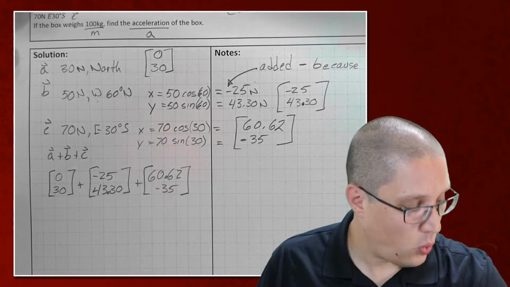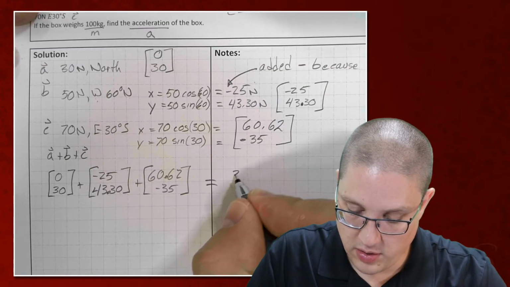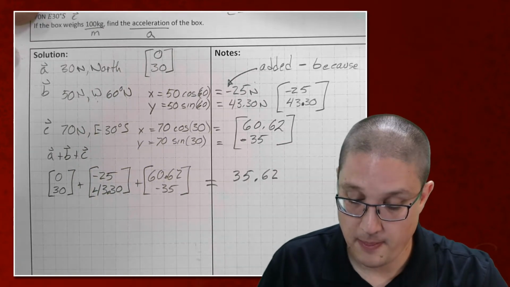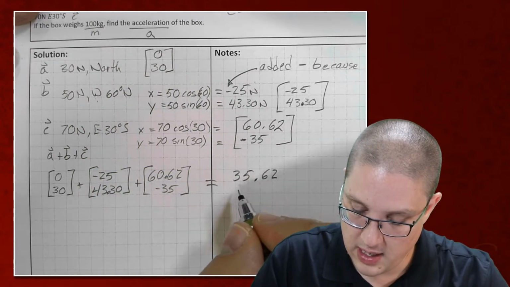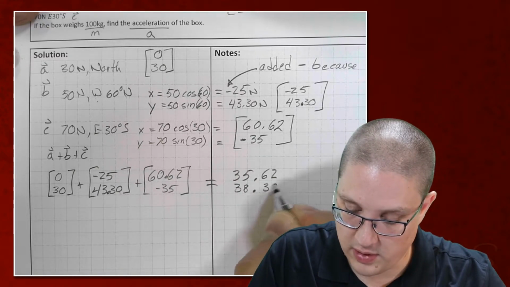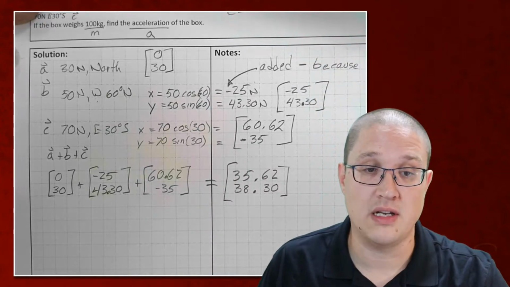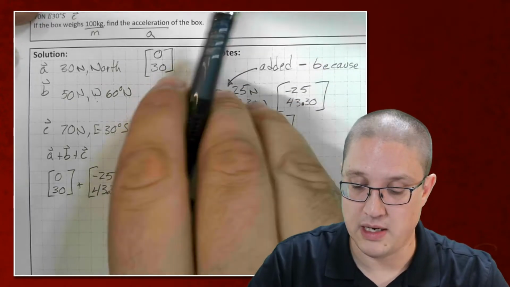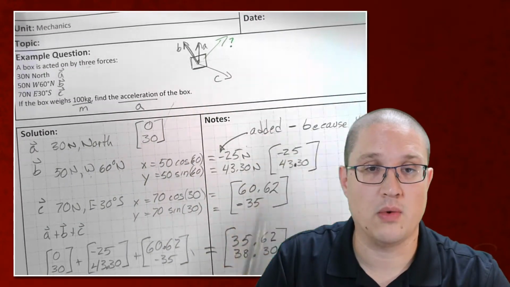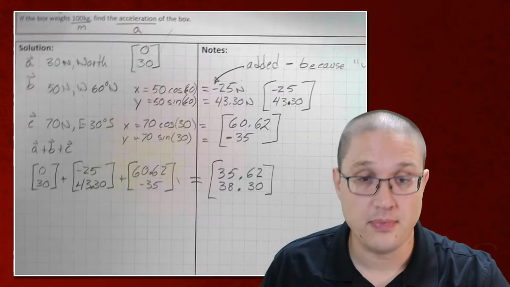Great. Working all 3 of those out, we end up with 35.62, positive 35.62, and 38.30. Both of these end up being positive, which makes sense because if we look up at our assumption here, we're assuming we're going to be going north and east, which means both these should be positive.